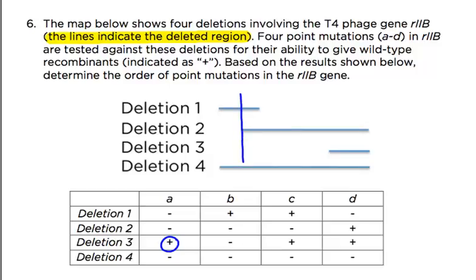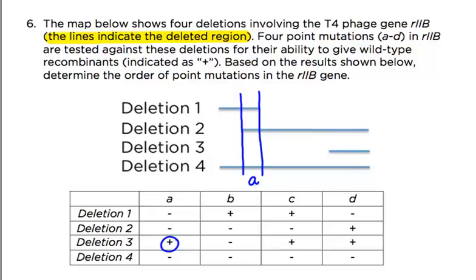If you see, I'm just going to do it with 2 lines. And you could see that point mutation A would be somewhere around here, because there's a deleted section in that part from deletion 1, there's a deleted section in that part from deletion 2, and there's a deleted section from deletion 4 right there.